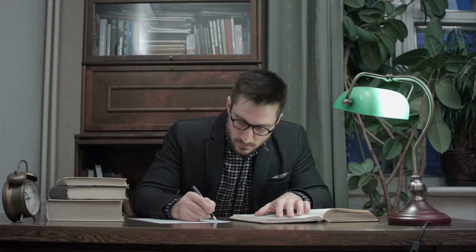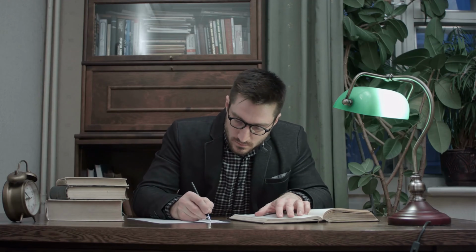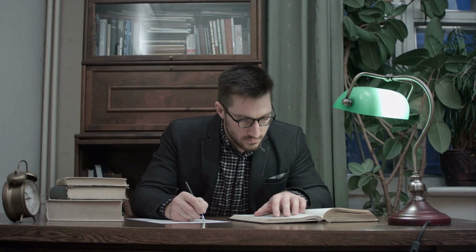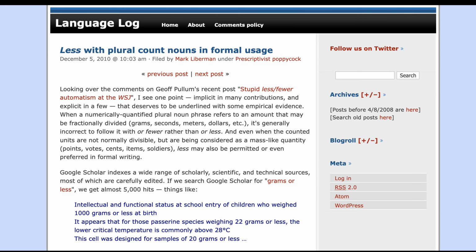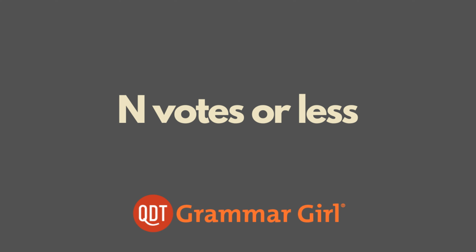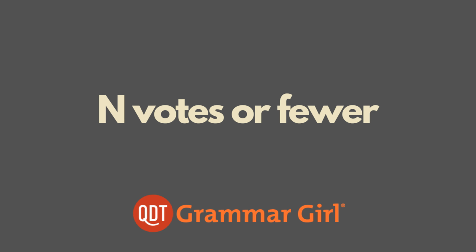Now, language researchers tend to believe that using less with some countable nouns is natural, and that the restriction against doing so is constructed and forced. For example, Mark Liberman reported on the linguistics site Language Log that in real writing, both from Google News and the web in general, instances of "N votes or less" far exceeded "N votes or fewer," with N referring to any number.